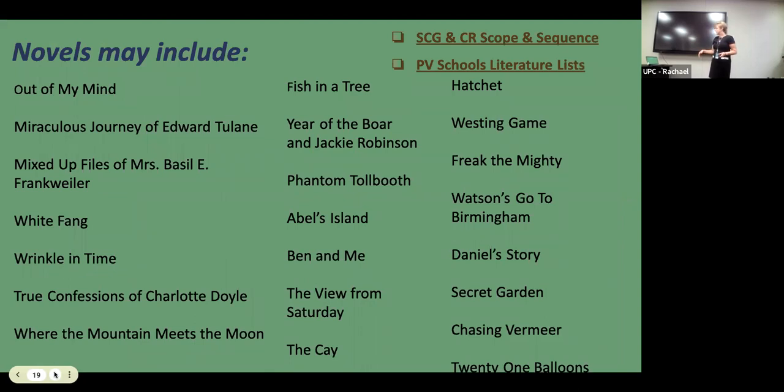We also have a variety of novels that have been approved through the district process for use with our students. Now, obviously, your student isn't going to read all of these books. They're going to read a select group. And you've got a list that went home that let you know this year these are the ones that your teacher has chosen that they're going to have their student read. Also on here, we have the self-contained gifted and the content replacement scope and sequences. If you're interested in those, you're welcome to click on that link when you get them and look at those, as well as the PVSchools literature list.